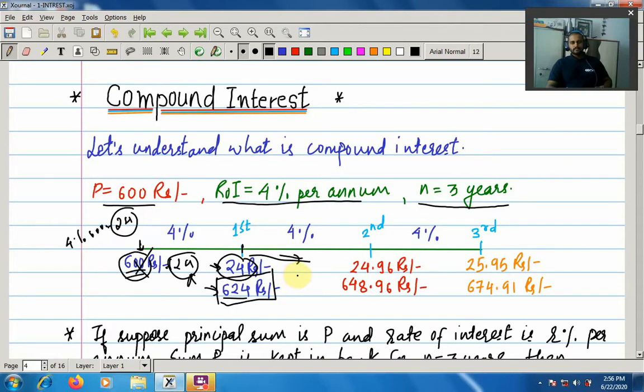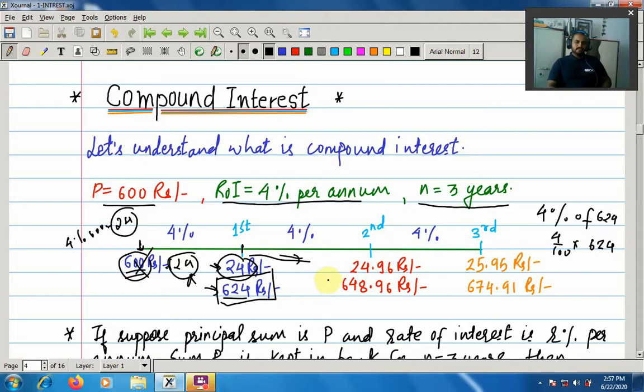Now I will calculate what is 4%. What I'm writing here? What is 4% of, what should I write? 600 or 624? 624, because I am in second year. So what is 4% of 624? So how to calculate? 4 upon 100 into 624.